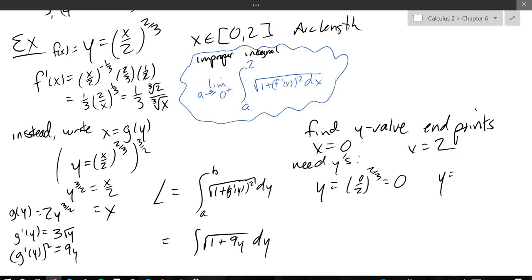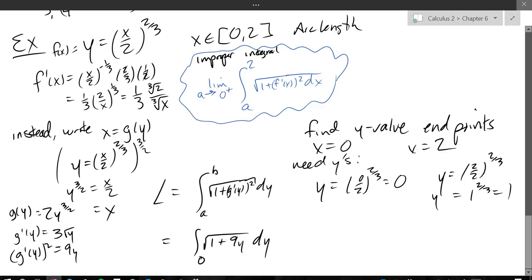All right. y equals 2 over 2, to the 2/3 power. And we get 1 to the 2/3, which is 1. And what's the 1 that we have to worry about? 1 to the infinity. That's the one we've got to worry about. All right, so we've got 0 to 1. So this problem was designed to be a dy problem, not a dx problem. Oh, it's time to go.